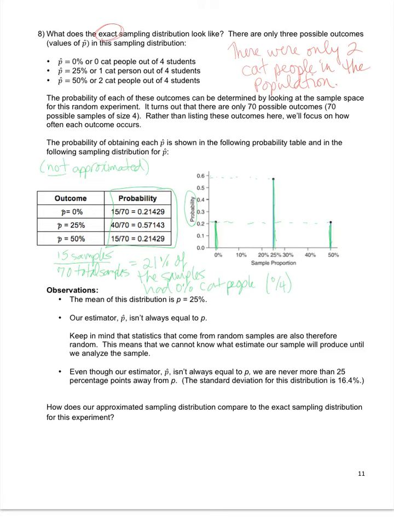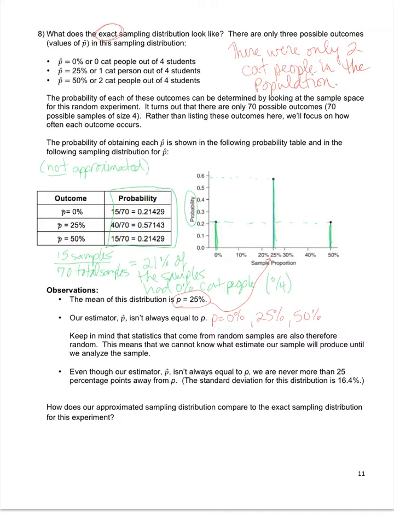All right, so a few observations. The mean of this distribution is p equal to 25%. So notice that's right in the middle of that distribution. It's the balance point. Also keep in mind that our estimator p hat isn't always equal to p. Right? You could get a bunch of different values. You can get p equal to 0%, 25%, and 50%. And keep in mind that statistics that come from random samples are also therefore random.